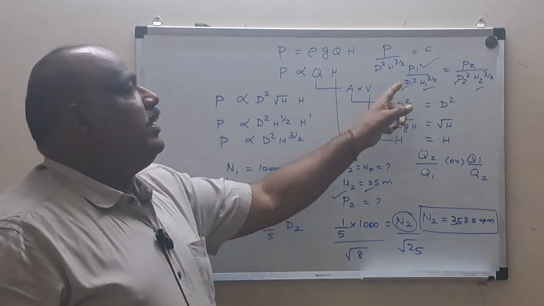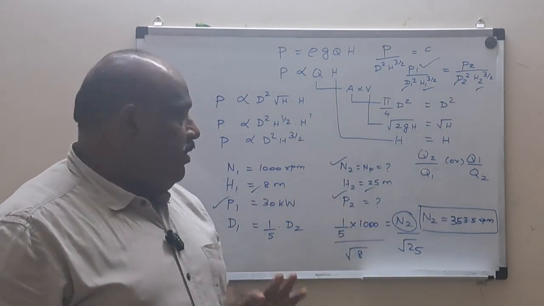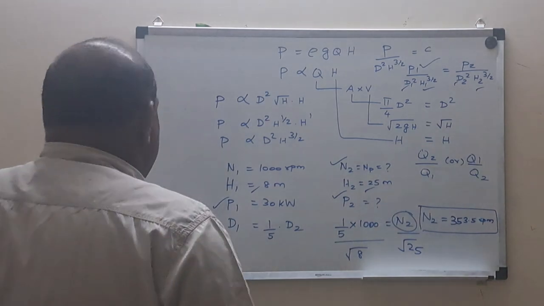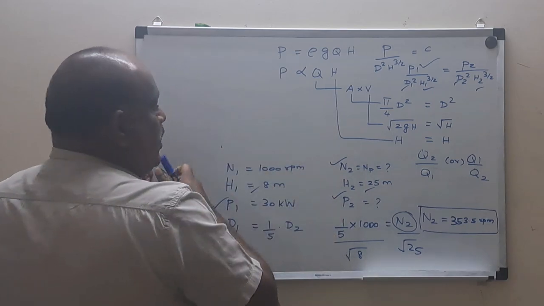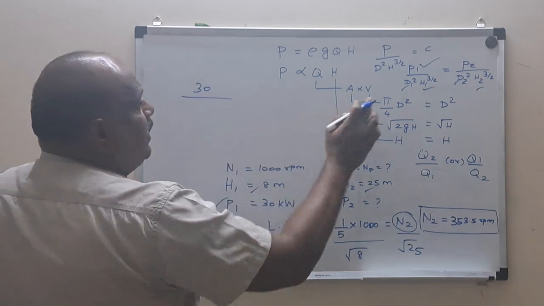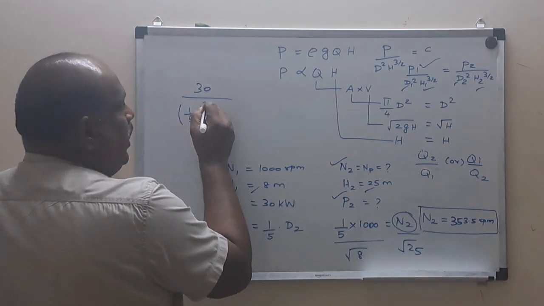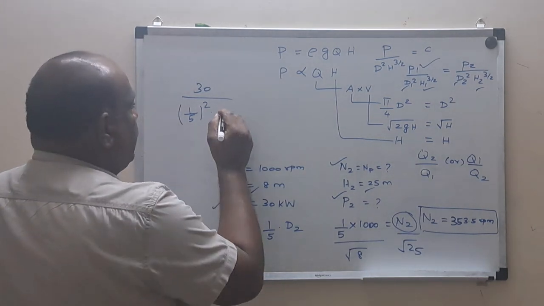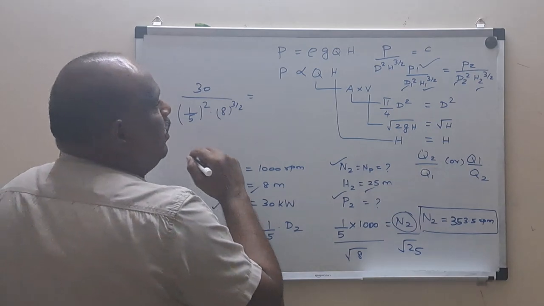From this expression, what we are getting? Which is unknown? P2 is the only unknown. So we can get the value of P2 directly. So I will write it here. What is P1? 30 kilowatts. How can I write this one? D1 by D2 whole squared, which means 1 by 5 the whole squared. What is H1? H1 is 8 power 3 by 2, will be equal to P2.